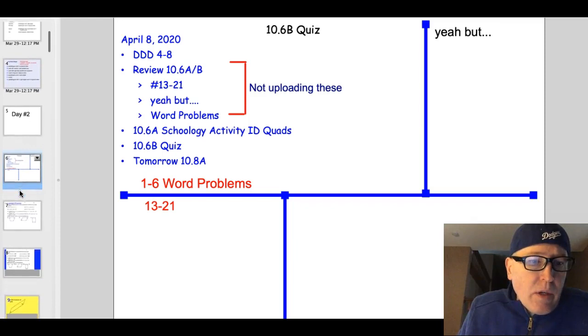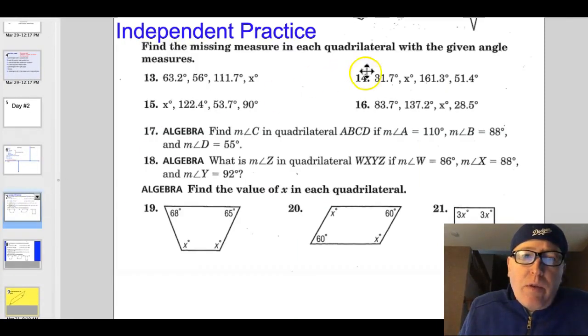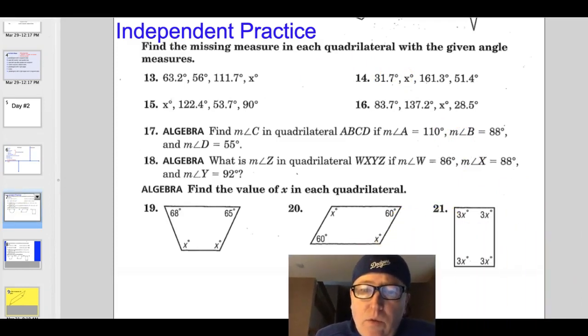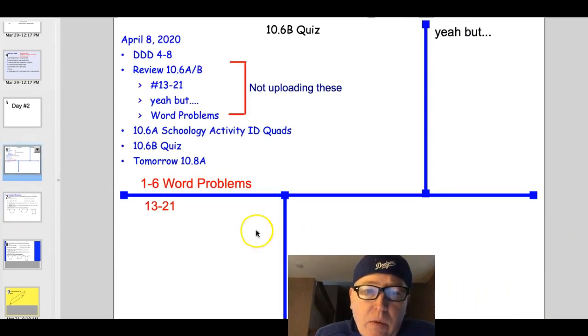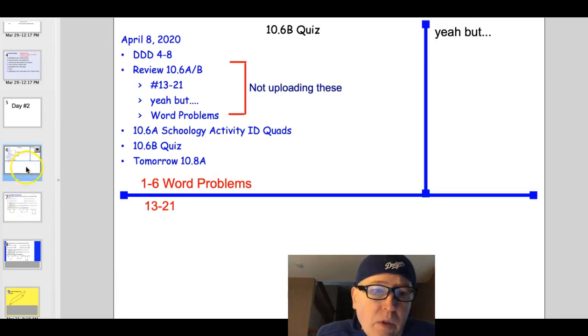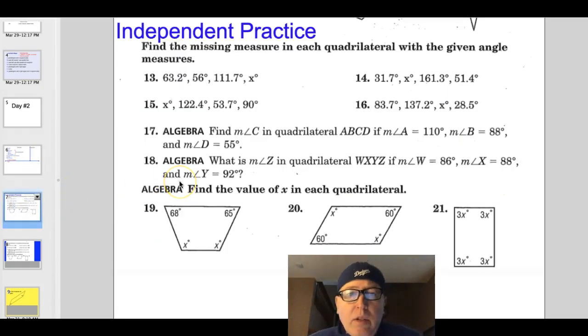Okay, let's get going. All right, first with the review, just some independent practice on these ones here. Let me get myself out of the way here and have you work through number 13 through 21. You know what? I think we could just take this out and give you a little bit more room on the bottom there. 13 through 21. Go ahead and find the missing angle in each of those quadrilaterals. There's a little bit of everything that we practiced yesterday there. Go ahead.